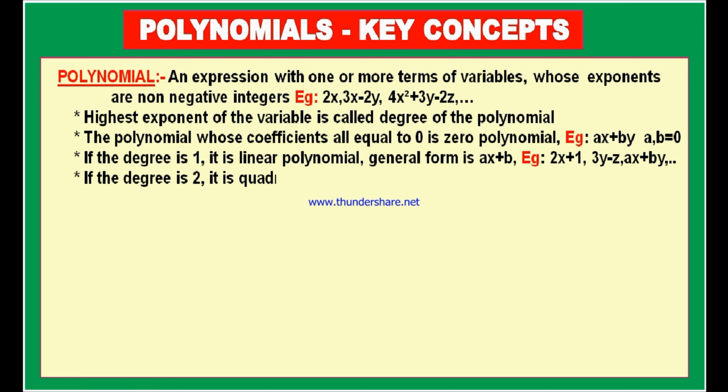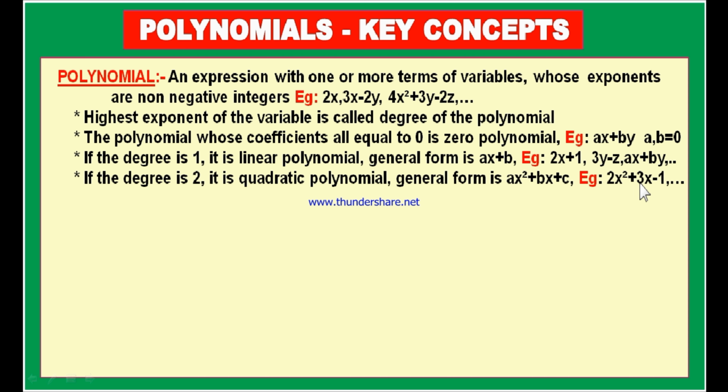Now, for any polynomial, if the degree is 2, then it is called a quadratic polynomial. The general form of a quadratic polynomial in one variable is ax square plus bx plus c. Here the exponent of x is 2, here the exponent of x is 1, and this is the constant term, therefore the exponent of the variable is 0. Therefore the highest exponent is 2, so it is called a quadratic polynomial. It is of degree 2.